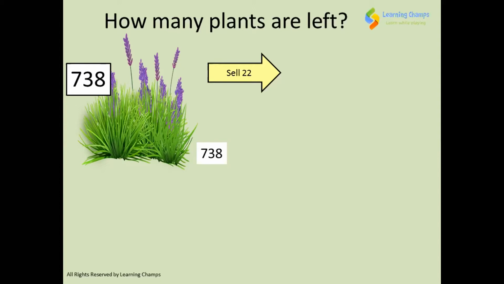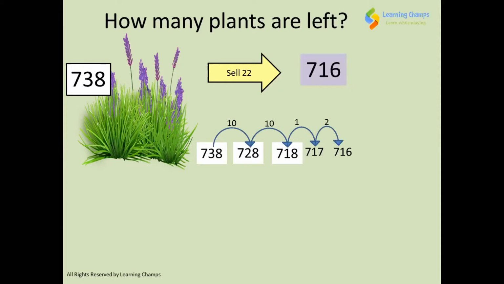716. First, can you tell me how many tens you have to count backwards? 2 tens. Very good. 738, 720, 718, and then we have to count 2 backwards. Then we will get the answer 716. So these calculations you can do in your mind itself.